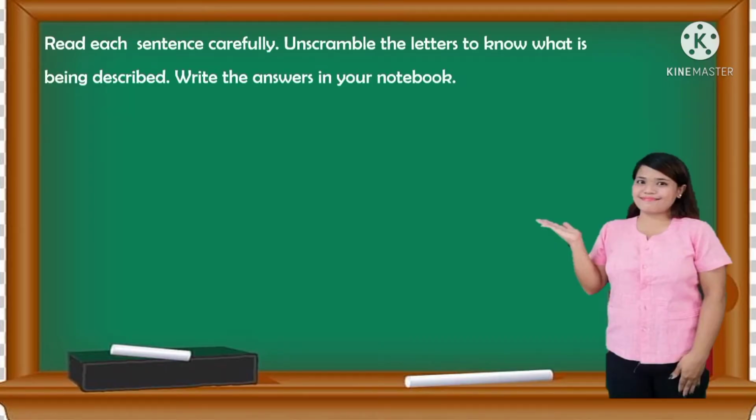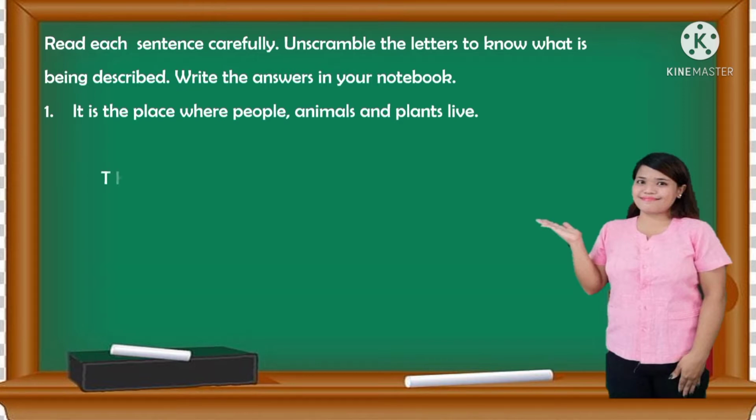Read each sentence carefully and scramble the letters to know what is being described. Write the answers in your notebook. Number 1. It is the place where people, animals, and plants live. The answer is Earth, correct.